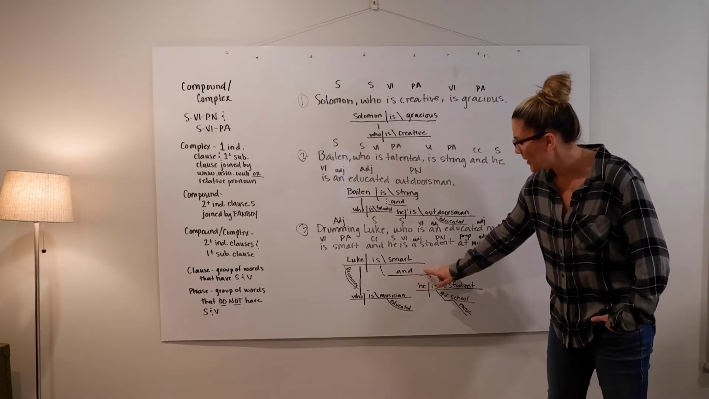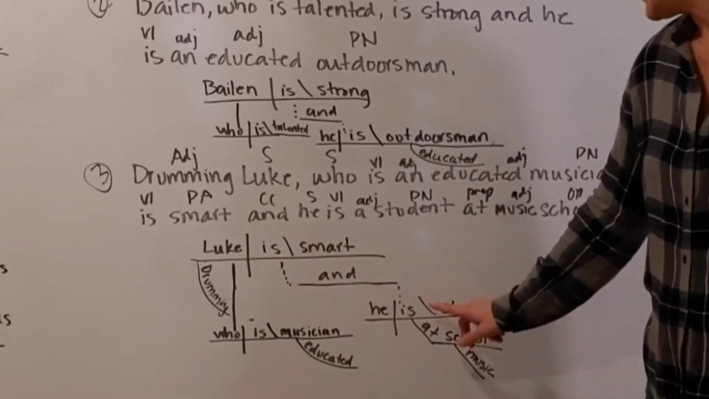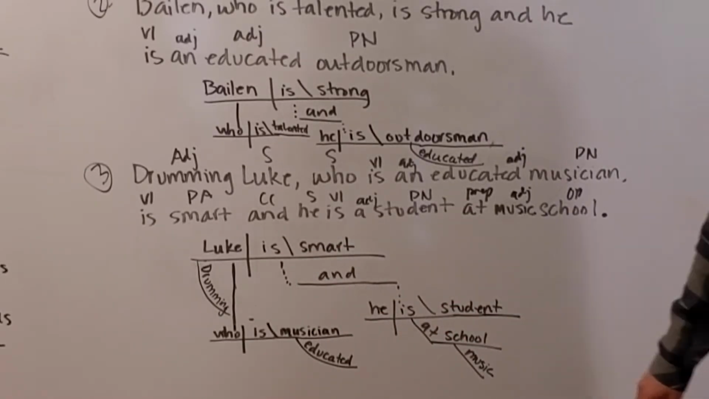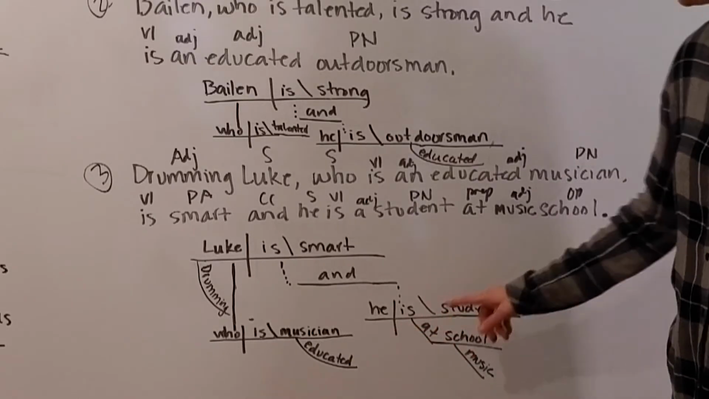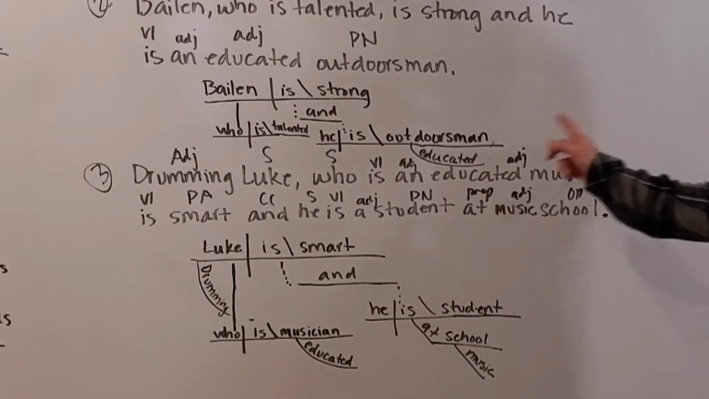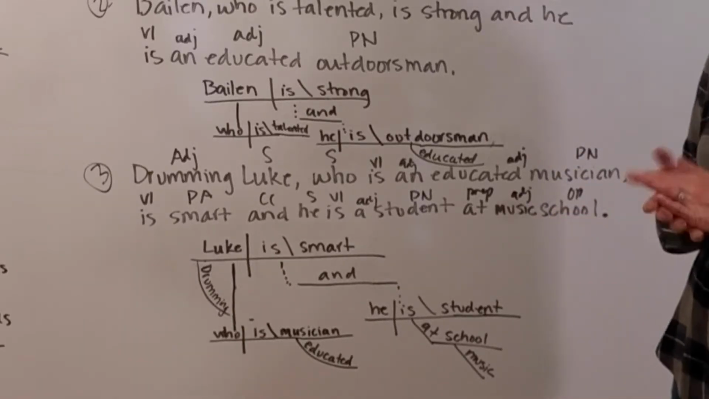Remember, when you're diagramming independent clauses, you always connect the verbs. So I'm connecting is to is. My prepositional phrase is going to go under my verb because it's answering the question where, right? Where is he a student? At music school. So that makes it adverbial.